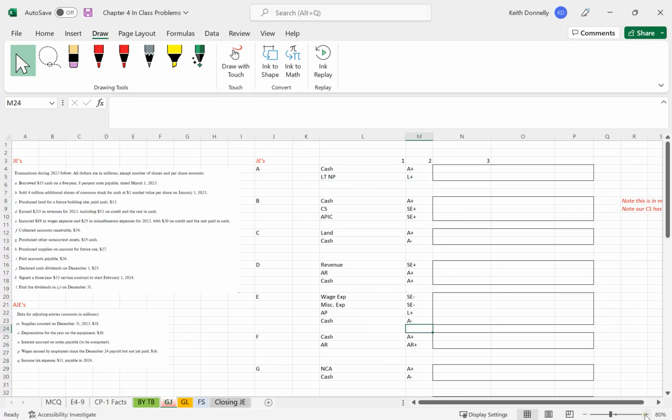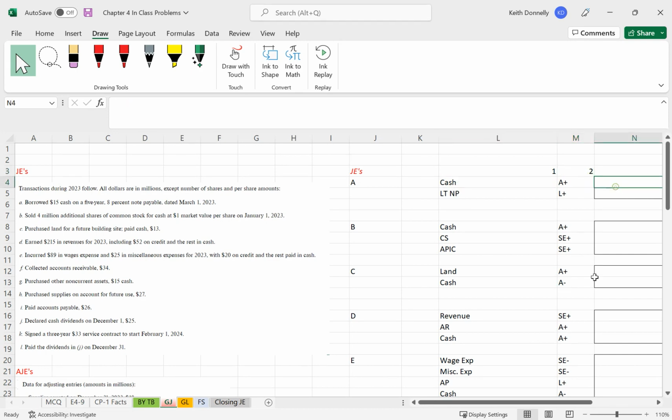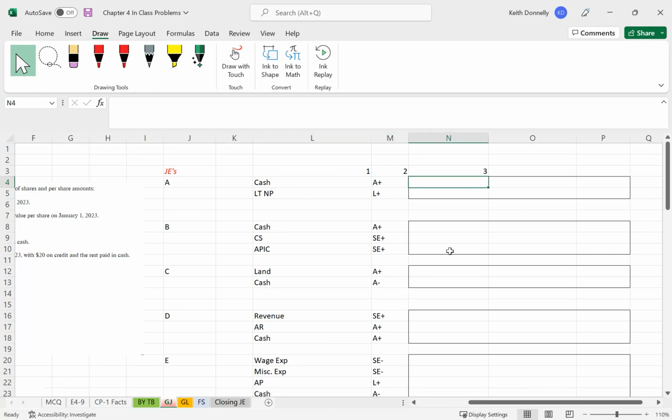Now with this, again, to save some time, I've already done step 1 and step 2, and we can work on step 3 together. But let's go through these, right? We borrowed cash on a 5-year note payable, dated March 1st, 2023. Okay, so we have cash, long-term note payable. What we're gonna do is debit cash, credit long-term note payable for 15.